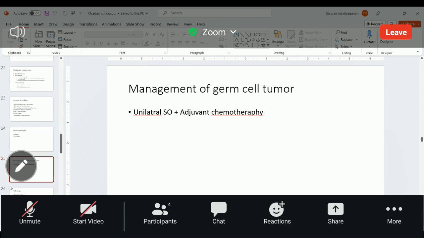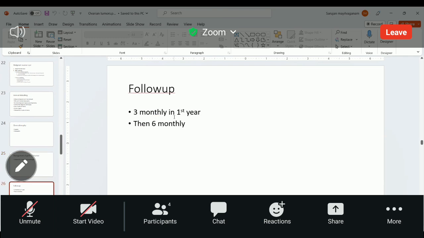We don't need to know that. Then the follow-up. This is how we usually follow up: 3 monthly in the first year, then 6 monthly, at least for 5 years. We have to do CA125 and ultrasound scan. Those are the follow-up methods.